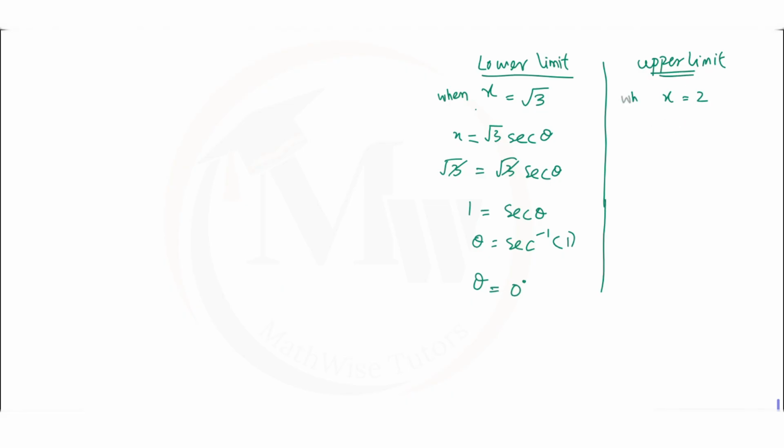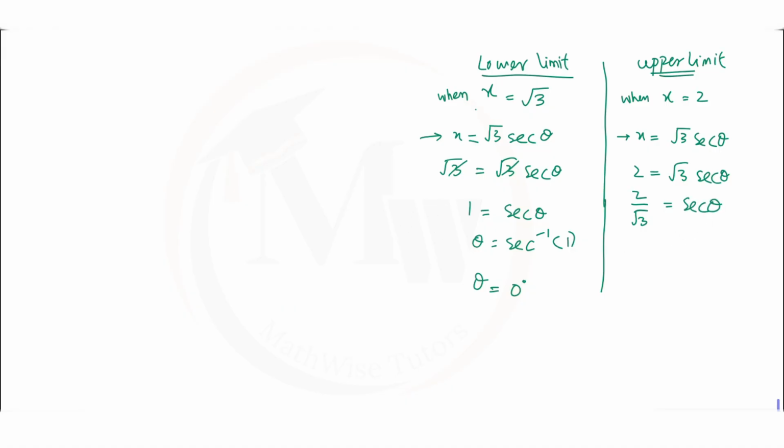So when x is 2, using the same substitution, x is equal to square root 3 secant theta. So let's find theta from here. All you have to do is replace x with 2. So it will be 2 is equal to square root 3 secant theta, and take the square root 3 to the other side. It will be 2 over square root of 3 is equal to secant theta.